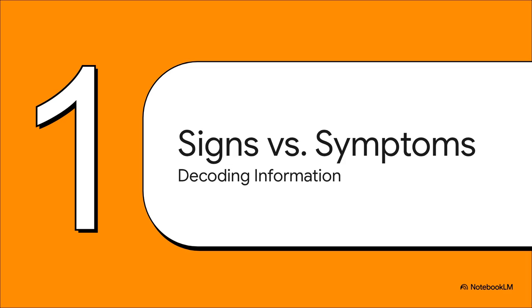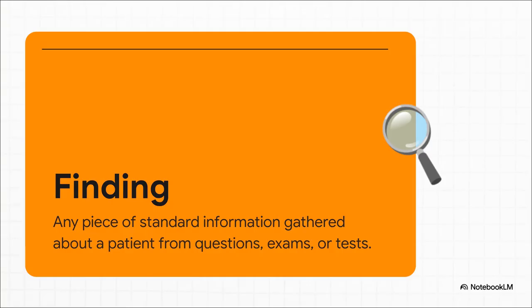Every single piece of information you collect, every little detail, it's going to fall into one of two main buckets, signs and symptoms. Understanding this difference is like step one in making sense of that wave of information. But let's back up even one more step. The umbrella term for everything you collect is a finding. Think of findings as all the individual Lego bricks. A finding is just a neutral piece of data. It could be a blood pressure reading, something the patient says, or something you notice during your exam. It's just the raw material you'll use to build your diagnosis.